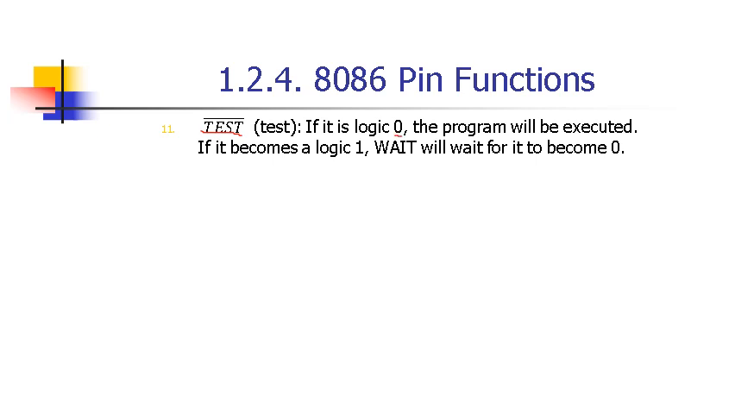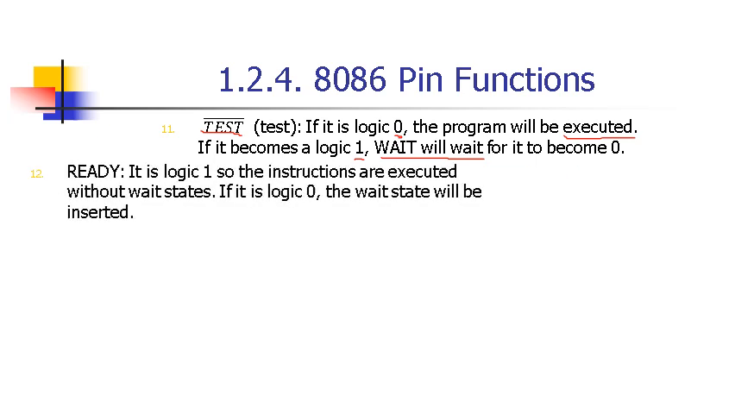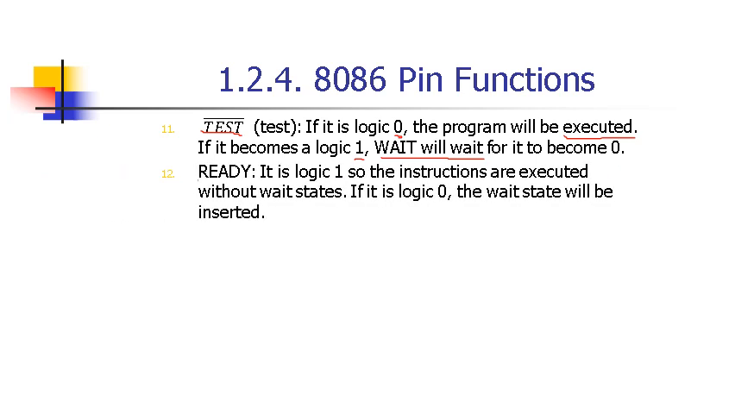Test: if it's a logic 0, your program goes the normal way. If it's high, it means your processor has to wait for a while because it's communicating with a lower speed device. Ready? If it's high, you go ahead and execute your instructions. Otherwise, you will have to wait.